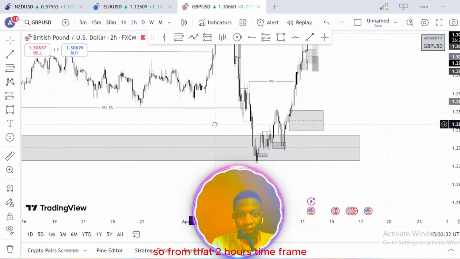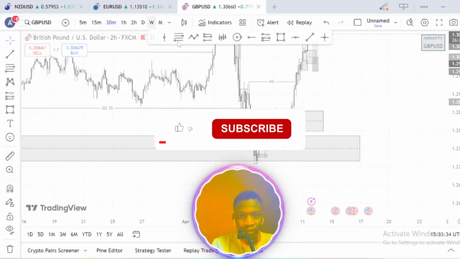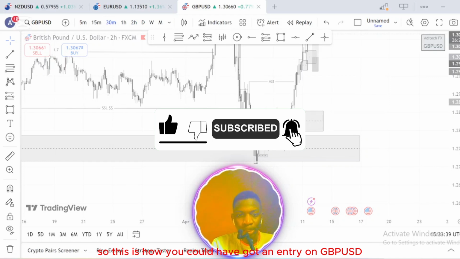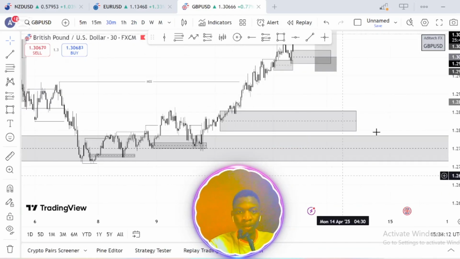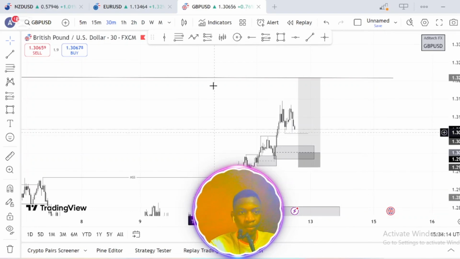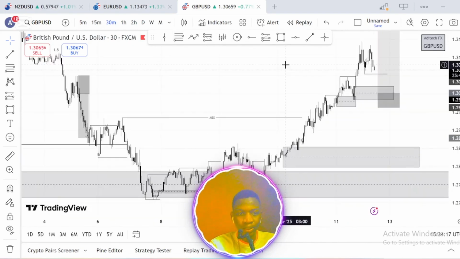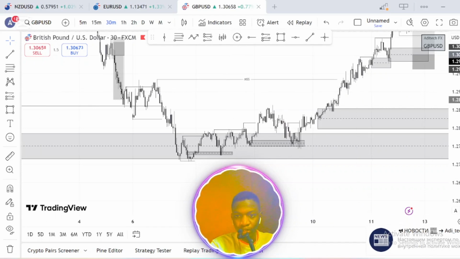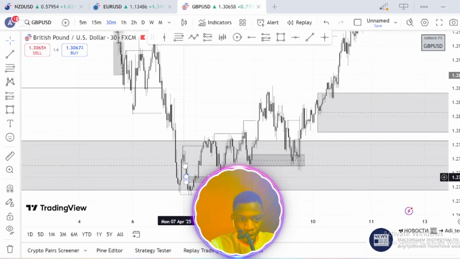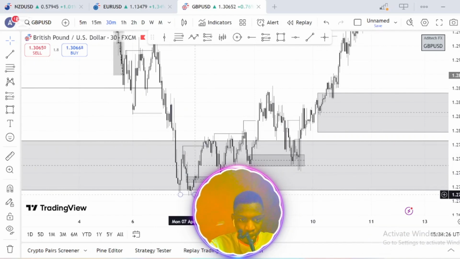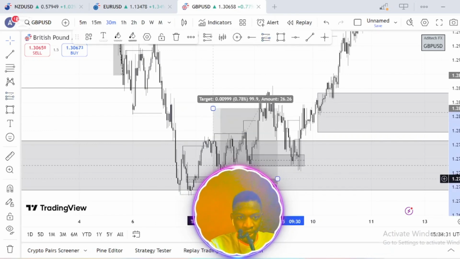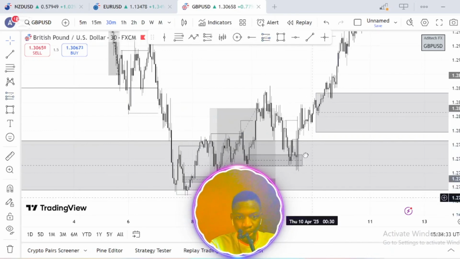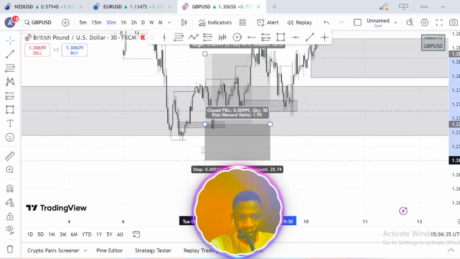So from that 2 hours time frame, I switched to the 30 minutes time frame. So this is how you could have got an entry on GBP. So guys, on GBP USD, after a market structure shift from that zone, you can see price created a lower low, lower high, price swept this liquidity and shifted structure immediately. So this could have been the first entry point, but I missed it.